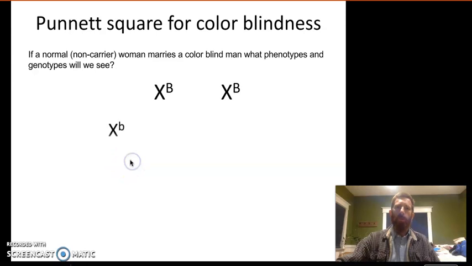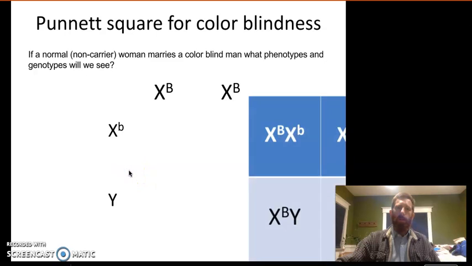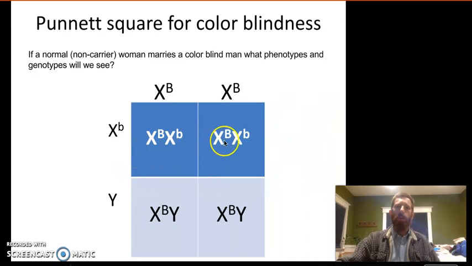All right, so here's the answer. We have our normal female, we have our colorblind male, and then those are the genotypes that we would see. For phenotypes, this would be a color-seeing female, this would be a color-seeing female, this would be a color-seeing male, and this would be a color-seeing male, right?